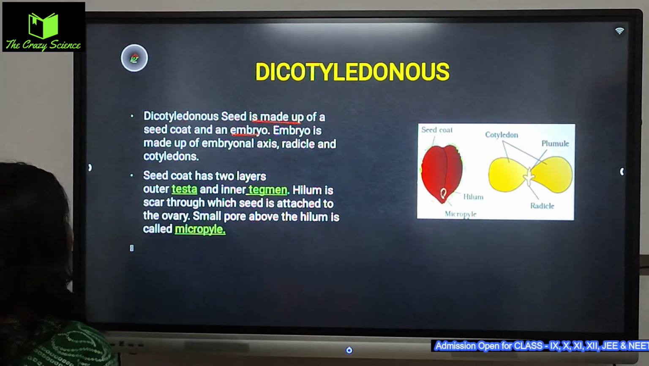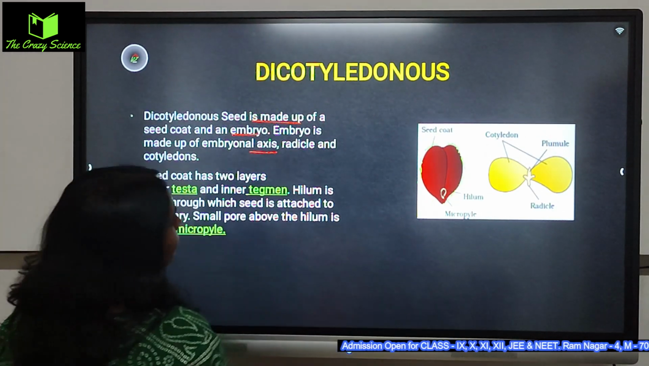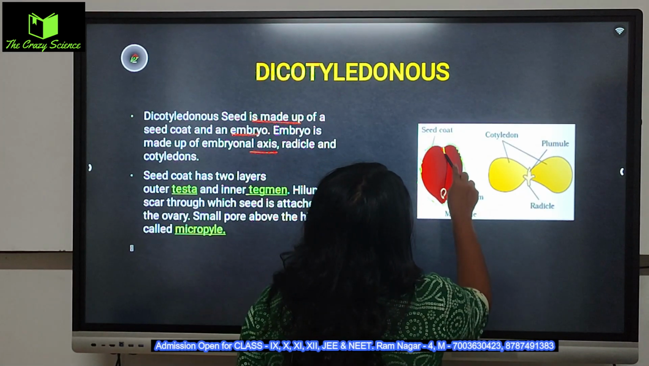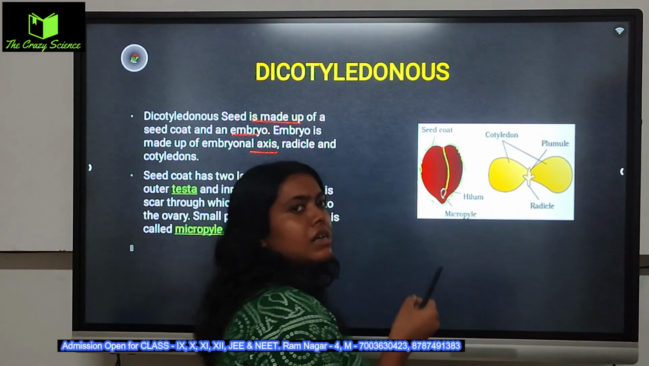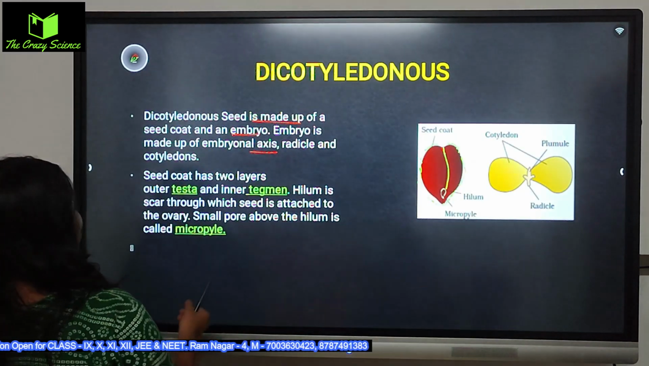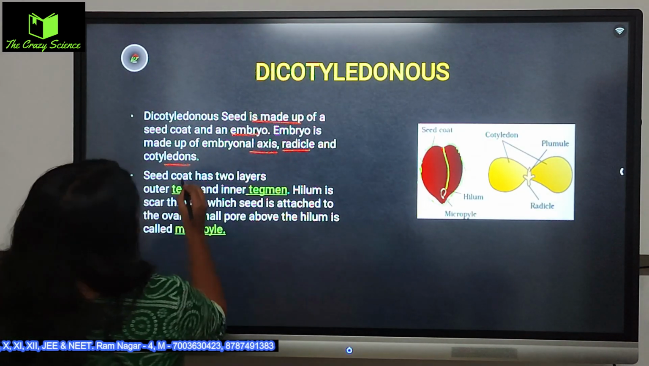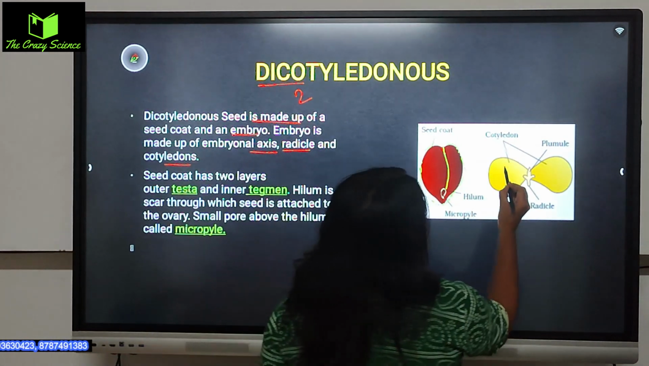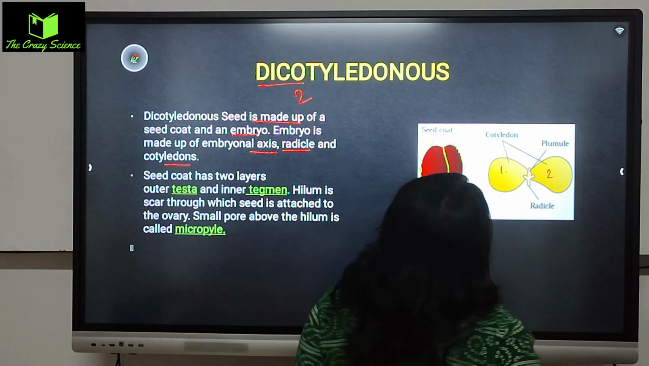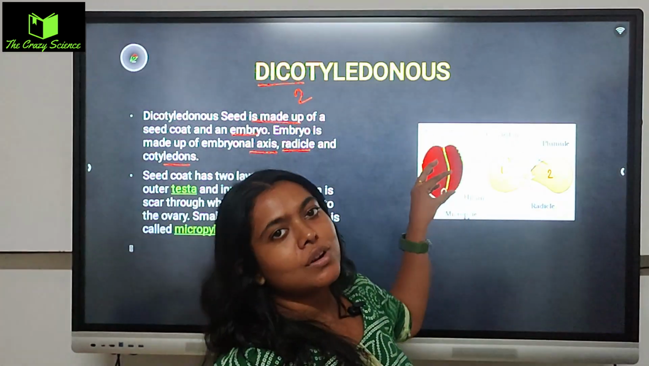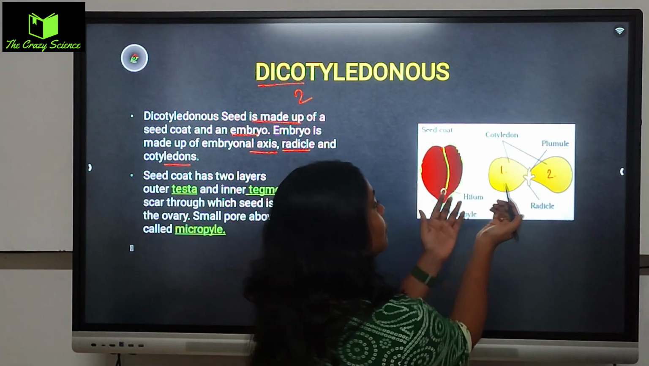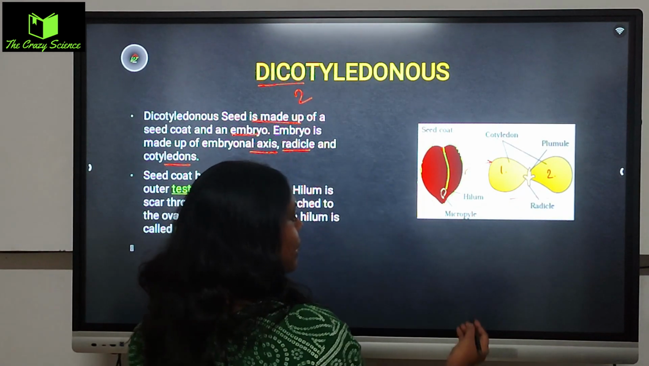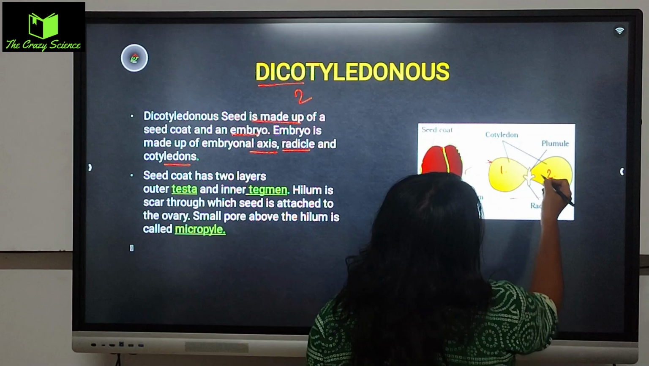All right, and the embryo is made up of the embryonal axis. The axis is present. See, here the axis is also present. This one is the axis. The axis is the middle one. And the radicle and the cotyledons. The cotyledons with dicot mean what? Dicot means 2. 2 will be there. Suppose this is 1 cotyledon, and the second cotyledon. If I just break this particular seed, I'll get to see this kind of structure.